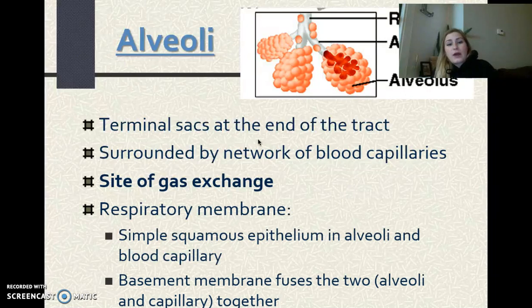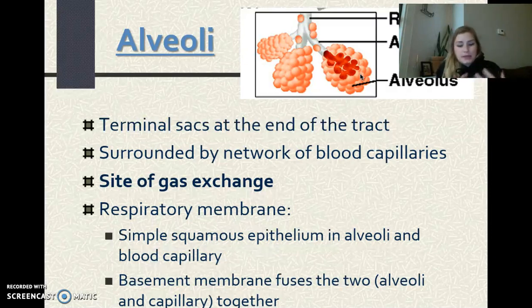These alveoli are made up of very thin tissue, which, as we talked about with epithelial tissue, is a simple squamous, so a single layer of squished cells within the alveoli that make up that very thin layer. And if you look over here, one alveolus is going to be one of those little circles, one of the little grapes. And then we have the basement membrane that is going to fuse the alveoli and the capillary bed together.